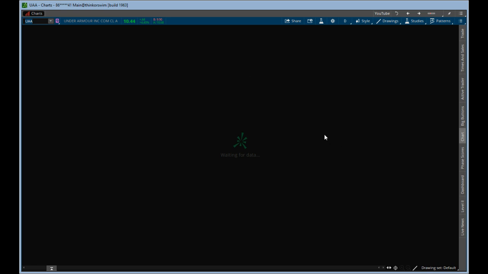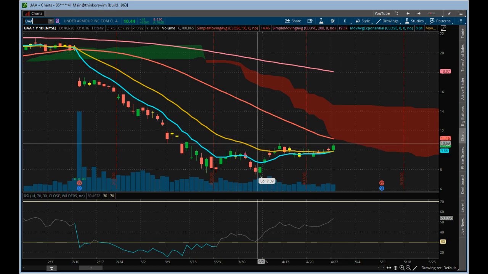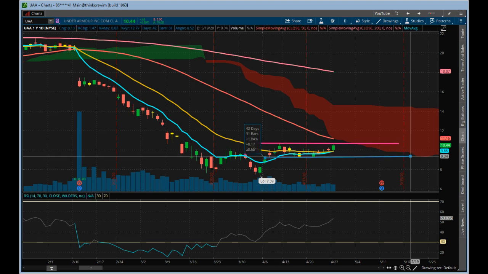UAA, Under Armour. Still within the range right here, but a decent little candle today. See if we can break out of this with some authority. So that'll be interesting. Good stuff, Danny.